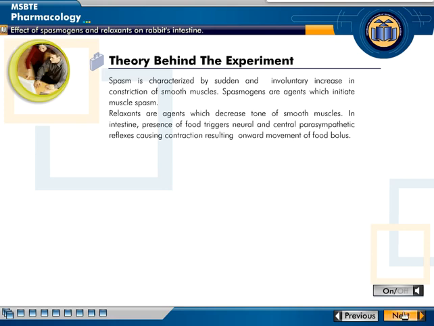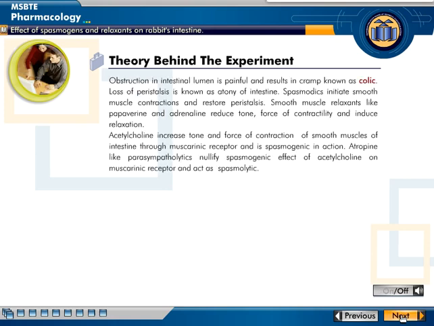Next. Obstruction in intestinal lumen is painful and results in cramp known as colic. Loss of peristalsis is known as atony of intestine. Spasmodics initiate smooth muscle contractions and restore peristalsis. Smooth muscle relaxants like papaverine and adrenaline reduce tone, force of contractility and induce relaxation.